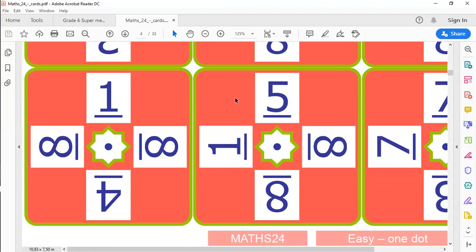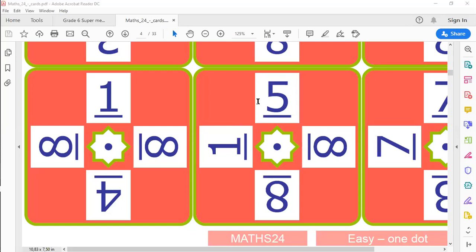So you write in the chat the answer so I can know that I should unmute you so you can respond to us. 8 and 8 and 5 and 1. Let's try that. Maths 24. This one over here. How would I get 24 looking at that? I even have the answer now already.